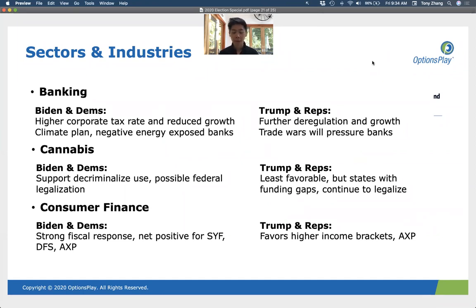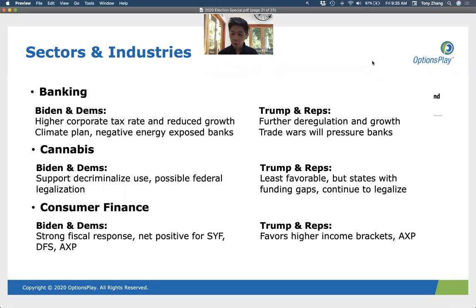So first, when we look at banking, this is really where we see the higher corporate tax rate and regulation across the Biden/Democratic government is likely going to have a negative impact on banks. It's going to impact their earnings and their growth rates, because the Democrats are not big fans of big banks, and also their climate plan is generally speaking a net negative for a lot of big banks that have quite a bit of exposure to the energy space. There's a lot of debt out of the energy space, and banks are predominantly the ones holding that debt. And this is really one of the net negatives to the banking sector as a result of a Democratic victory.